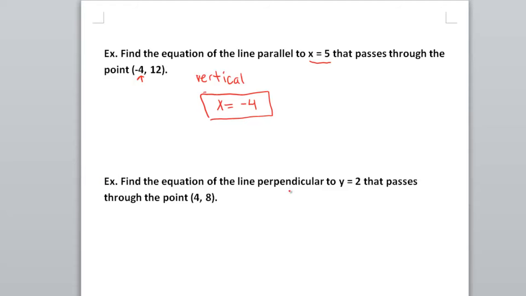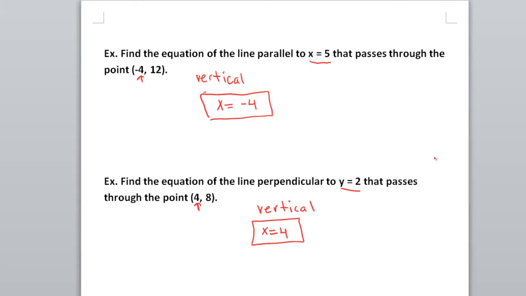Find the equation of the line perpendicular to y equals 2 that passes through the point 4, 8. Again, we need to think about the slope of our line and the y-intercept of our line. The line we're looking for is perpendicular to y equals 2. Y equals 2 is a horizontal line. Since we're looking for something perpendicular to a horizontal line, we must be looking for a vertical line. So again, in this question, the line we want is a vertical line. That means it has the form x is equal to some number, and since our line passes through the point 4, 8, the equation for our vertical line must be x is equal to 4.